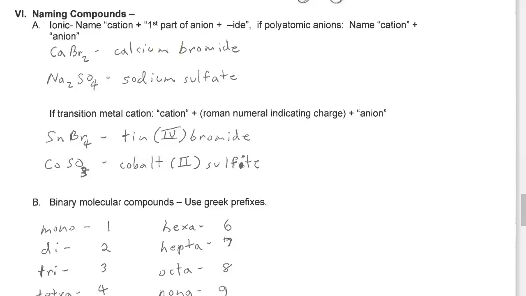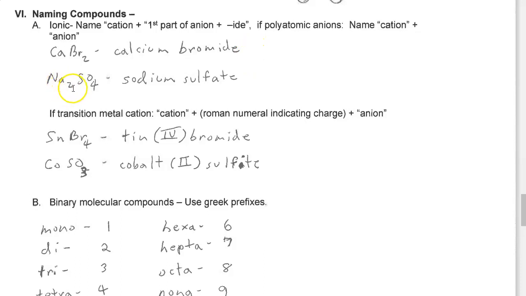But how do you know there's two bromines there if you just say calcium bromide? Well, you know calcium always forms +2, and you know that bromine always forms -1. So the only possible formula for calcium bromide would be CaBr2. So you just say calcium bromide. You assume that your reader knows a little something about chemistry.